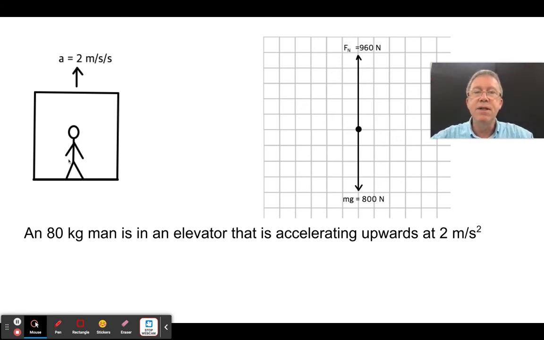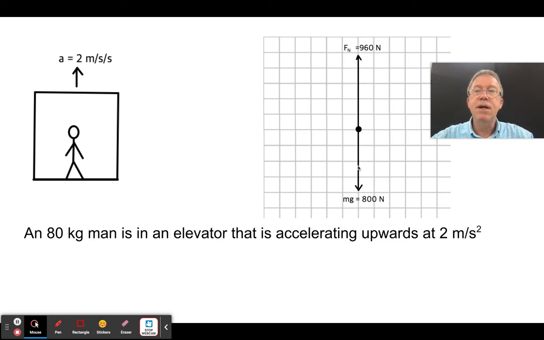So for this person, I'm going to say this dot represents the person. Gravity is always going to be pulling down on objects that are near the Earth's surface. So I've got mg is going to be 800 newtons. Now in this case, my grid was such that I'm going to make each of these equal to 200. So 2, 4, 6. So 4 of those makes 800.